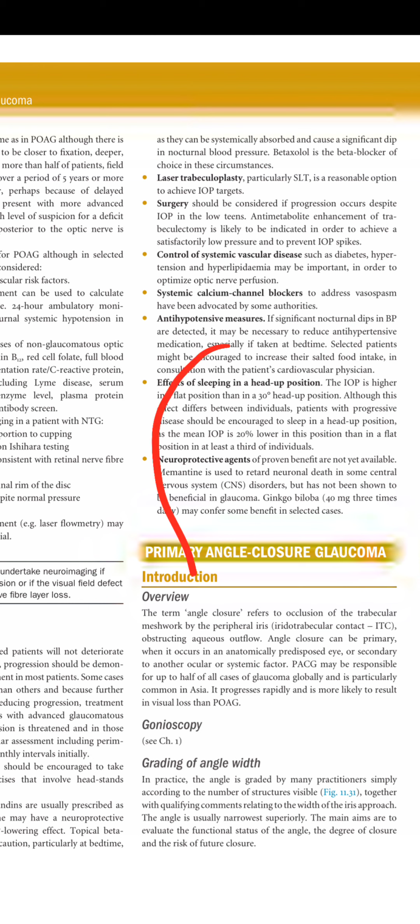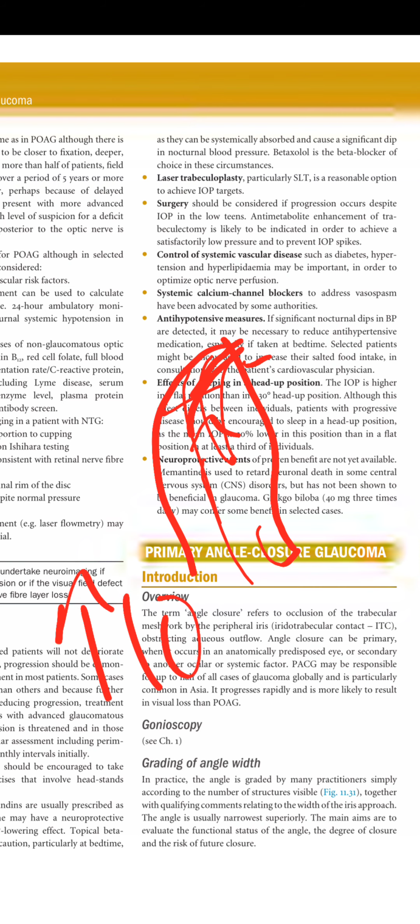Why? Because the angles need to be open for the drainage of the aqueous fluid. So when it is narrow or blocked, it will not allow the aqueous fluid to be drained, so that will cause the intraocular pressure to be raised, and that is how primary angle closure glaucoma occurs.